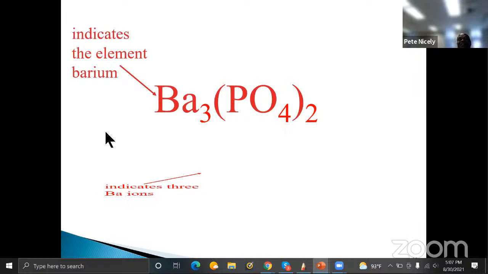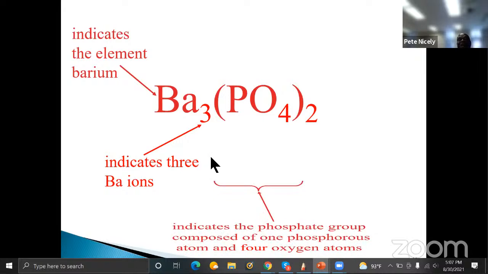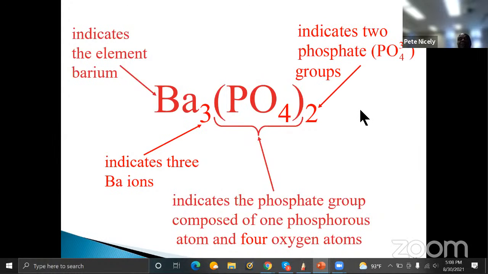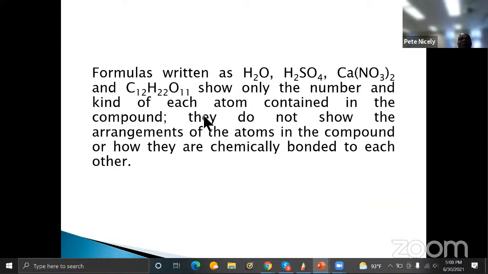So basically in this formula unit here, we have a total of, well, this is called a phosphate group. And in this phosphate group, each of them has 1 phosphorus atom and 4 oxygen atoms. So therefore, because we have a 2 outside here, that 2 multiplies everything here. So basically, one can interpret this as 2 phosphorus atoms and 8 oxygen atoms within a formula unit of this particular compound. All right.